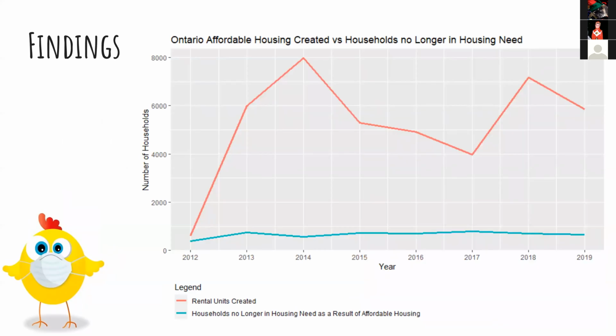Our first graph, we found data up to 2019. It appeared that while many people move out of the affordable housing bracket, the Government of Ontario is not creating nearly as much affordable housing. When we have the COVID-19 data, we expect the number of households that leave affordable housing will be much lower, and so will the number of houses created by the government.